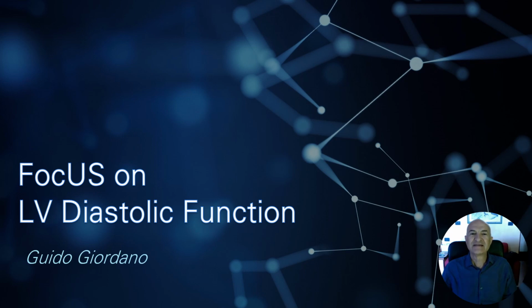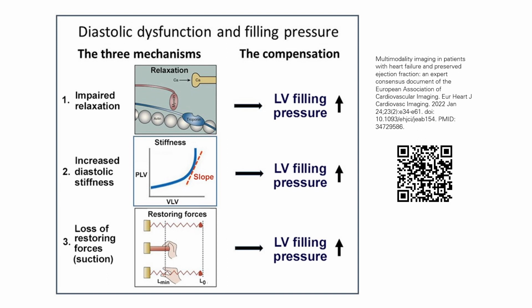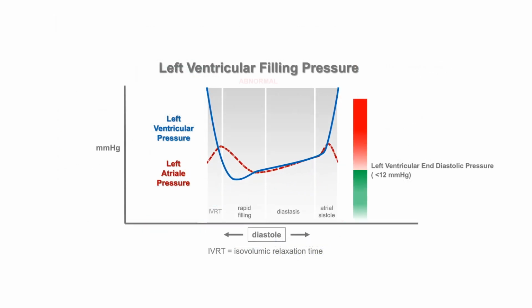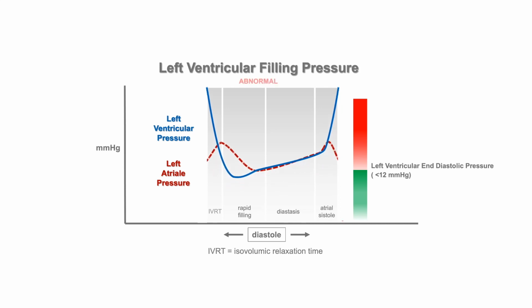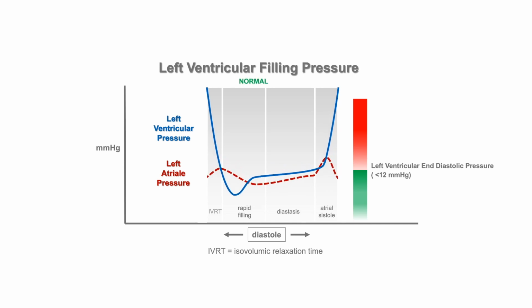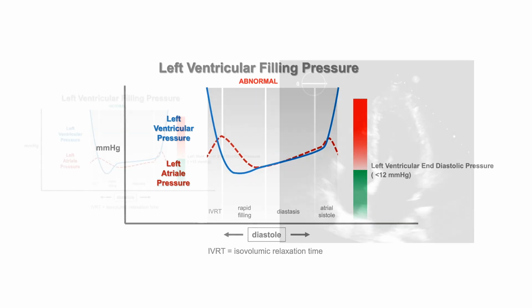The echocardiographic assessment of the left ventricular diastolic function is a complex task. Many mechanisms contribute to the LV diastolic function, all leading to an increase in the LV filling pressure. During diastole, the pressure inside the left ventricle is less than 12 millimeters of mercury. In case of diastolic dysfunction, the filling pressure increases, although it remains much lower than the systolic values.